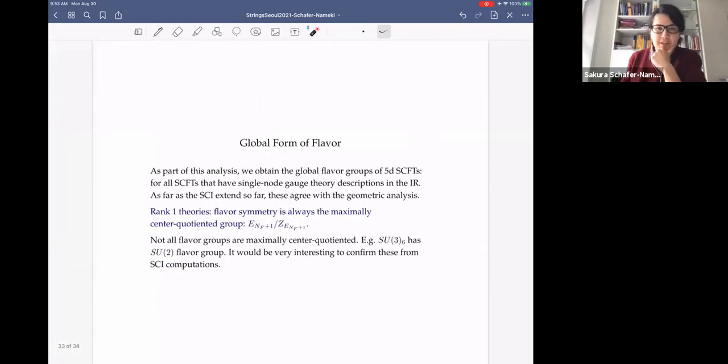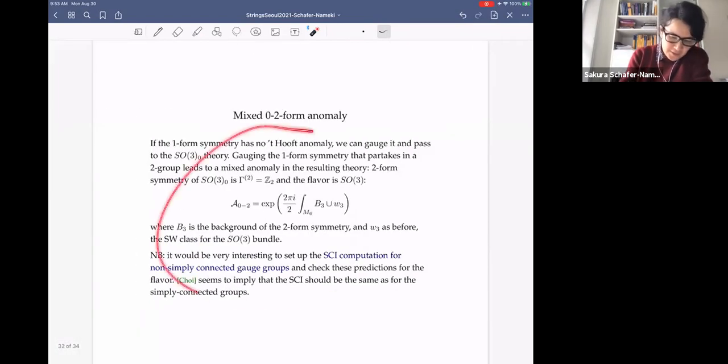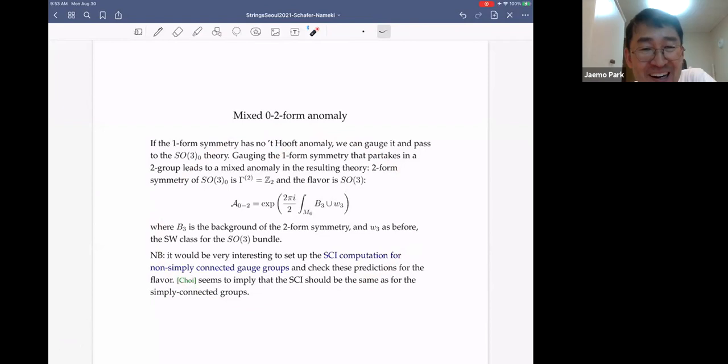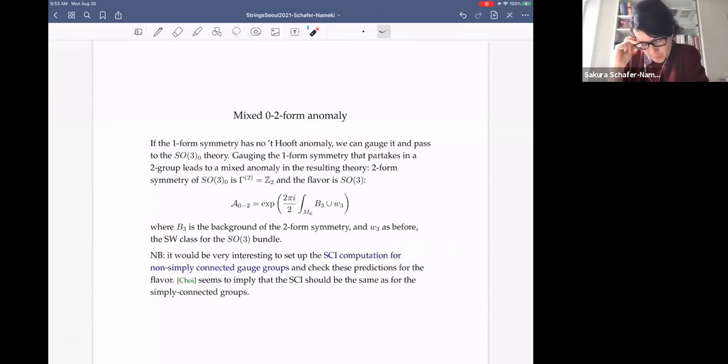Okay, so let me then focus on the things. There's just a standard story about then you have a two-group symmetry, then there's also, maybe that's actually interesting for people interested in the superconformal index. Let me just mention that briefly. I'm almost done. If you gauge the one-form symmetry, it doesn't seem to be anomalous. We can gauge the one-form symmetry.